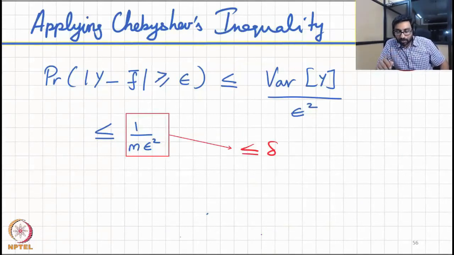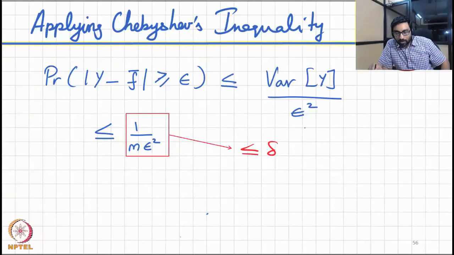What is the probability that our random variable y is close to the estimate that we want? In particular, what is the probability that the absolute value of y minus f bar is greater than epsilon? Chebyshev's inequality tells us that it's bounded by the variance of y divided by epsilon squared.